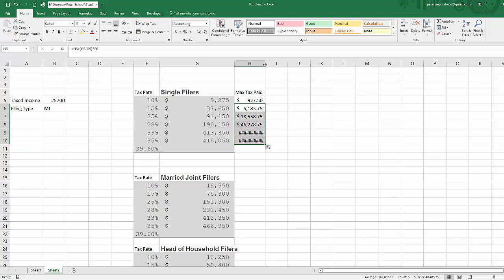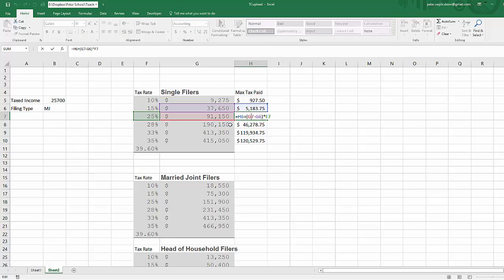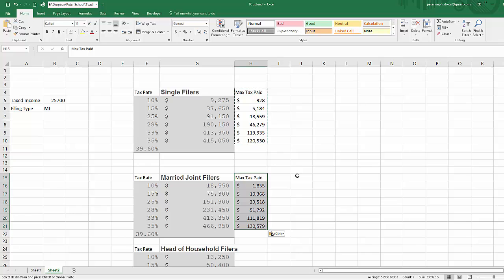The reason I can do that is because, suppose my income is exactly $91,150. Well, I'm going to pay this amount on the $37,650, because we already computed that. And then on the difference, the $91,000 minus the $37,000, I'm going to be paying this 25%. So we can just drag that down. I don't really care about the decimals. And I'm just going to copy and paste this for all three of these filing types.